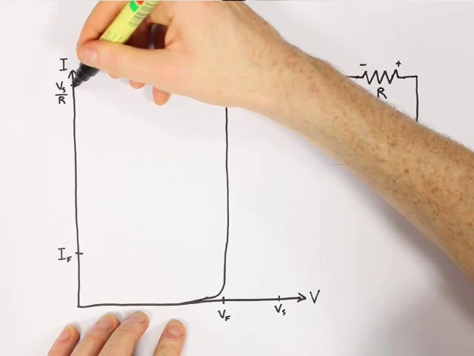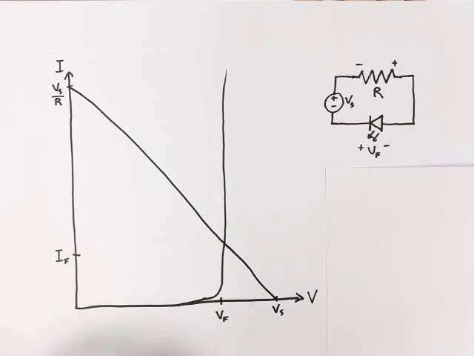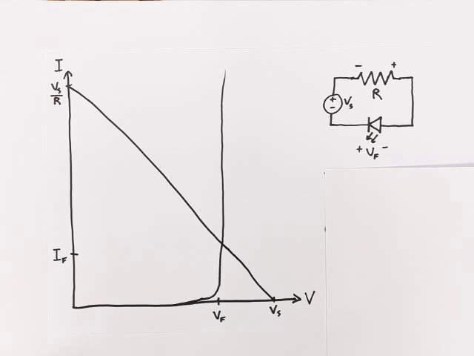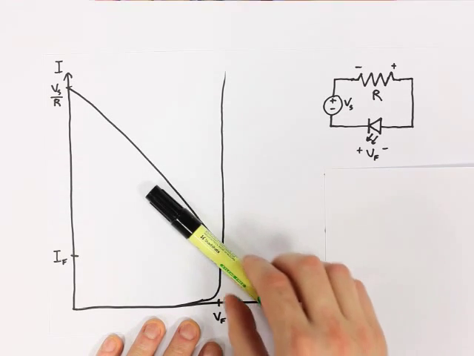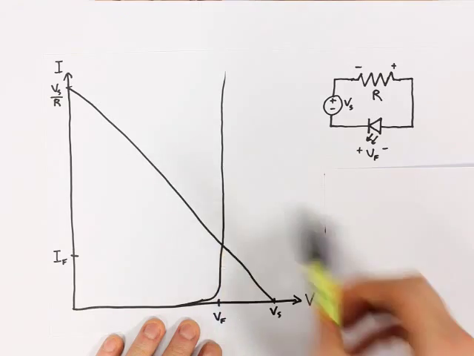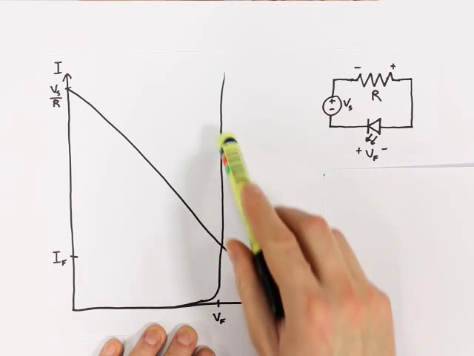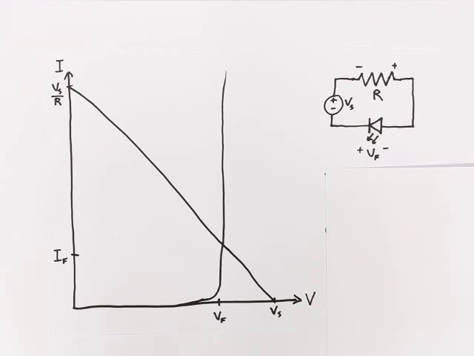So, there's our intersection point, approximately at IF. And you can see that by selecting values for R and Vs, we can adjust this line, adjust the angle of it and move it back and forth in order to select our ideal intersection point with the characteristic of the LED. And that lets us choose the current we want.